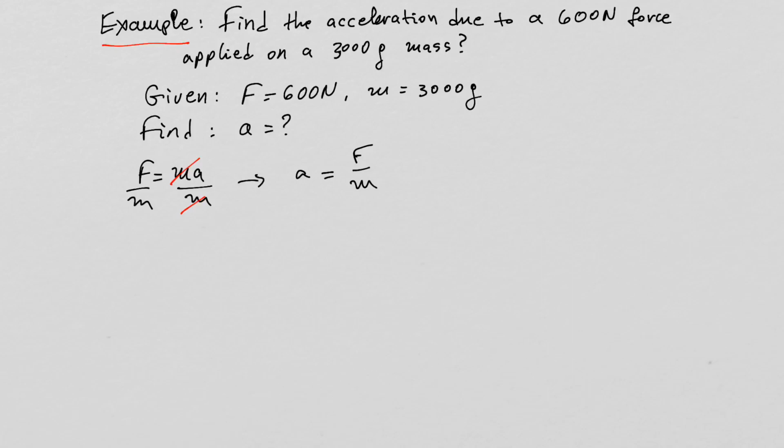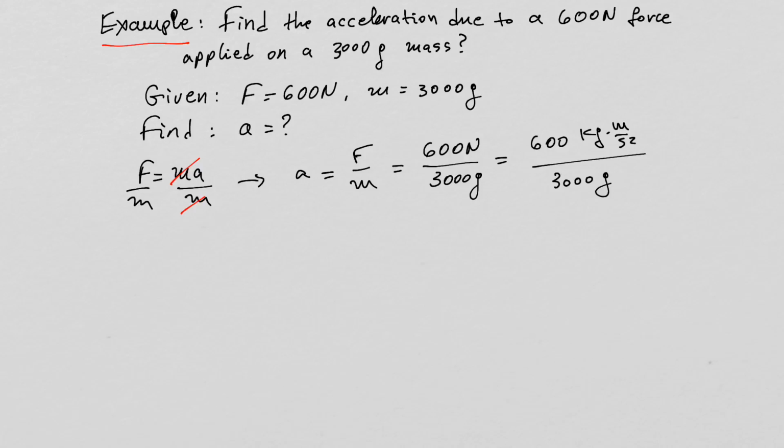Now let's substitute the quantities for F and M, and let's see what we get. Alright, so this becomes 600 newtons divided by 3,000 grams. So in order to find what would be the units for the answer, for the acceleration, I must present the newtons in terms of the units of mass times the units of acceleration. And so what I get is that 600 kilograms meter per second squared divided by 3,000 grams will be equal to the acceleration of motion of this mass.